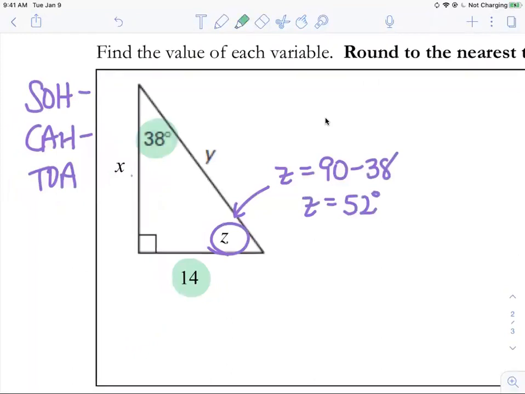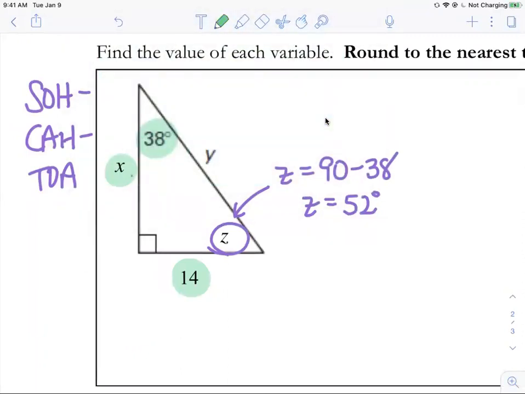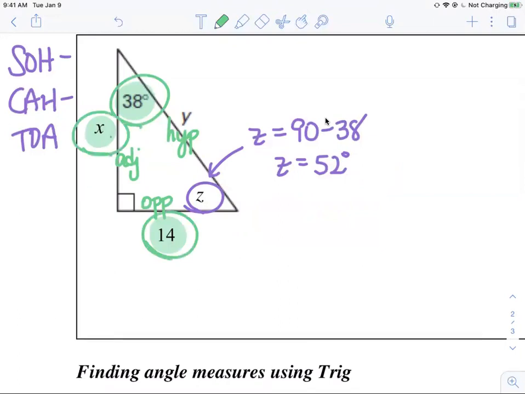Okay, so it doesn't matter if we find x first or if we find y first, but if I were to use 38 degrees, 14, and x, let's go ahead and label our opposite and our adjacent and our hypotenuse. The hypotenuse is always across from the right angle. The opposite leg to 38 is 14. The adjacent leg to 38 is x. Okay, so we're looking for 38 degrees, 14, and x. That's opposite and adjacent. Opposite and adjacent is tangent.